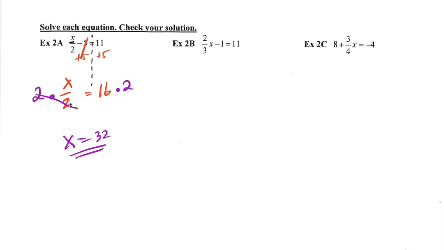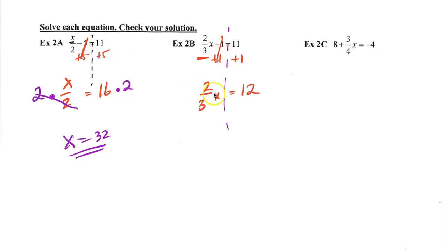Okay, next one. 2/3 x minus 1 equals 11. So there's my equal sign. Hopefully by now we can notice we want to get rid of the 1, right? We want to get rid of the excess stuff away from the x. I'm trying to get this guy by itself. What's making it not by itself? The negative 1 is. So opposite operation, plus 1. Whatever you do to one side, do to the other side. You get 2/3 x equals 12.